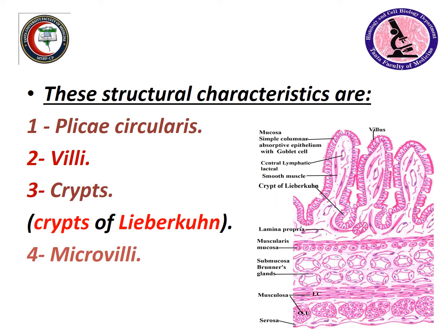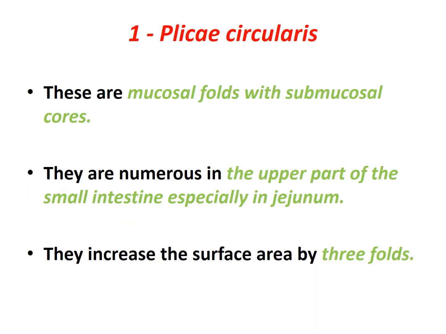What are these structural characteristics? The first one is Plicae circularis, villi, crypts, and microvilli. These structural characteristics help to increase the surface area for absorption. The first one, Plicae circularis. What is the Plicae circularis?